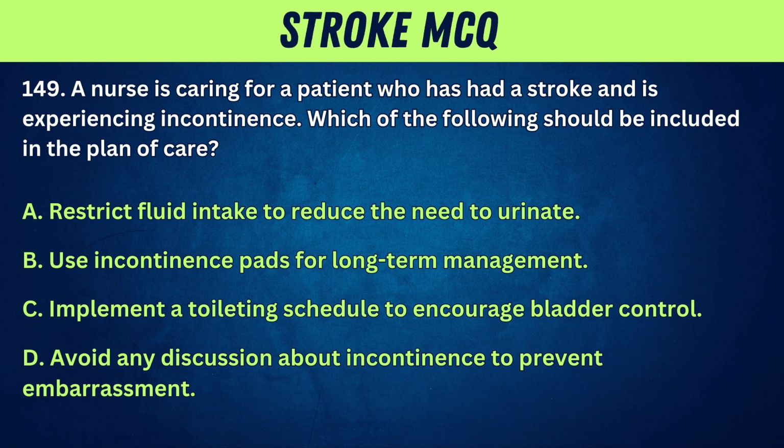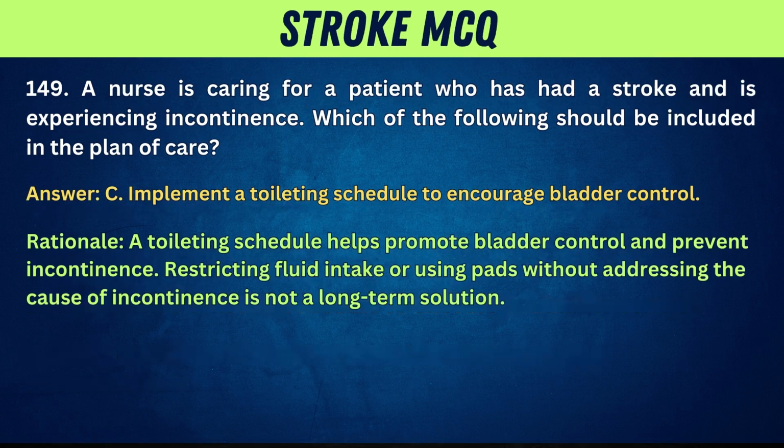149. A nurse is caring for a patient who has had a stroke and is experiencing incontinence. Which of the following should be included in the plan of care? A. Restrict fluid intake to reduce the need to urinate. B. Use incontinence pads for long-term management. C. Implement a toileting schedule to encourage bladder control. D. Avoid any discussion about incontinence to prevent embarrassment.